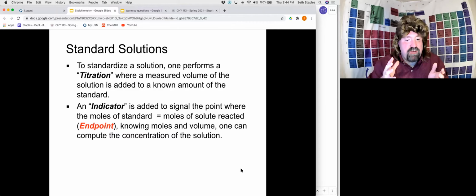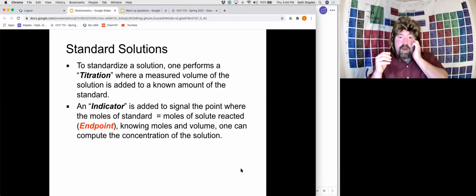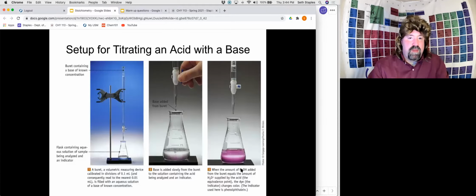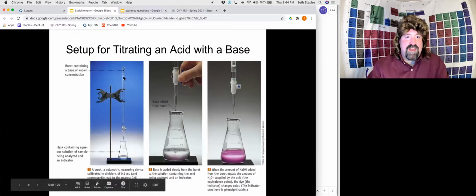When we titrate, and you'll see this procedure in lab, we use an indicator which tells us when a reaction is done, at which point the moles of our standard, the moles of our stable compound, are equal to the moles of the solute reacted. Let's look at an example of a titration.